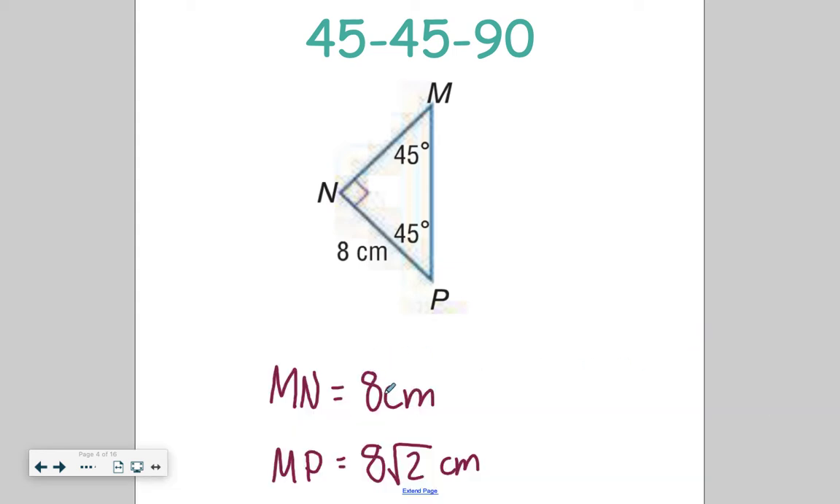So side MN is also 8 centimeters because it's the other leg of this triangle. And then the hypotenuse side MP is 8 times the square root of 2 centimeters.